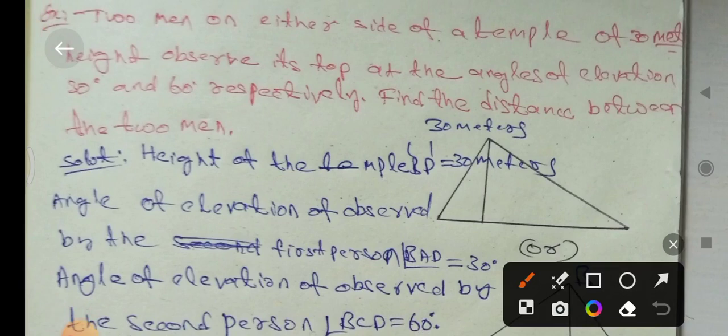Two men on either side of the temple of the 30 meters height observe its top at the angles of elevation 30 and 60 respectively.